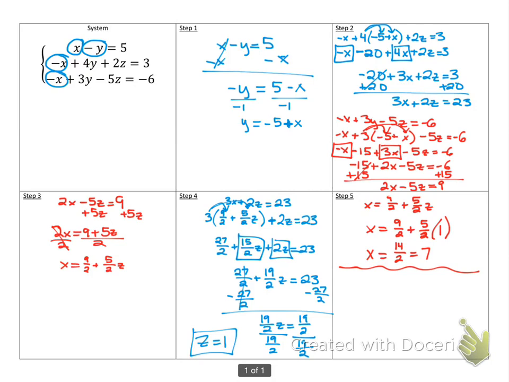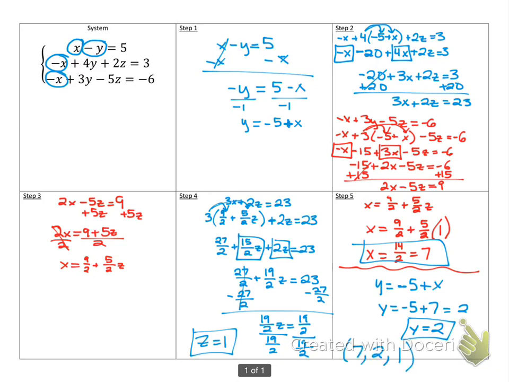The last thing we need to find still is y. And the reason we still have to find y is because we solved for that all the way back in step 1. And in step 1, we found out that y equals negative 5 plus x. Well, we actually know what x is now. Well, x is 7, so y equals negative 5 plus 7, which is 2. So y equals 2. We have x, we have y, we have z. Let's put them in order. 7, 2, 1. Final answer.